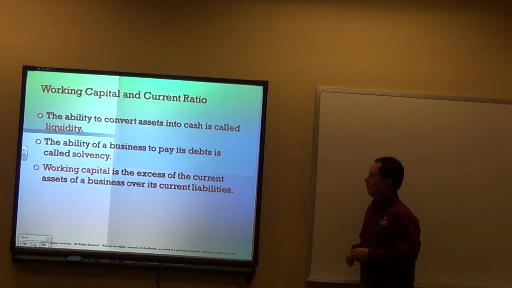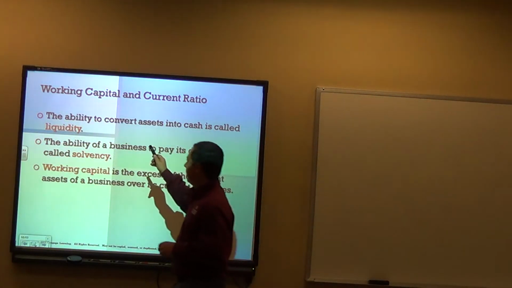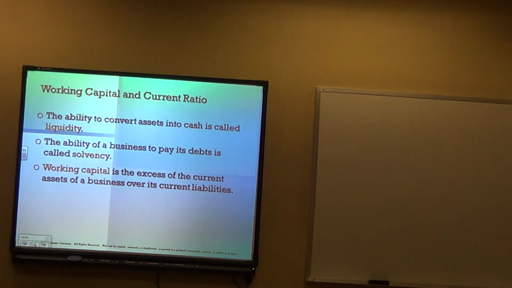So in here, working capital and the current ratio measure the ability to convert assets into cash, which is liquidity. Basically, if we need to, can we turn our assets into cash? That's being liquid. And then solvency is basically, do we have enough to pay our debts? If we don't, problem. If you're not solvent, people won't lend you money, because if they lend you money, they anticipate not getting some of it back. So that's one of the things you have to look at also.